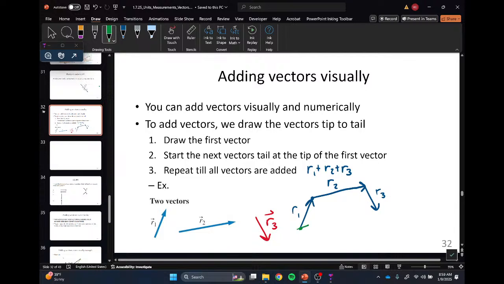We start at the beginning and we draw an arrow to the end. And with no math, we have found the vector R1 plus R2 plus R3. It does all the math kind of behind the scenes. It's great. So once you do the math, it should match that green arrow. Super, super nice. All right, so we'll practice that.